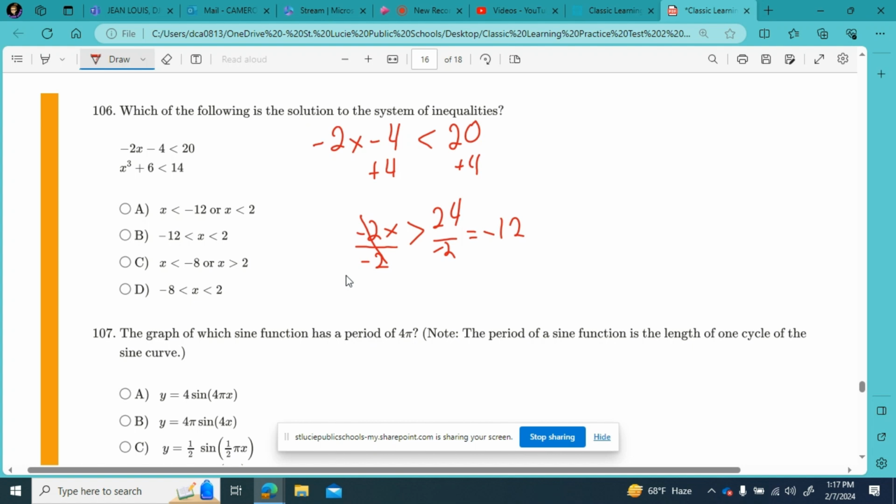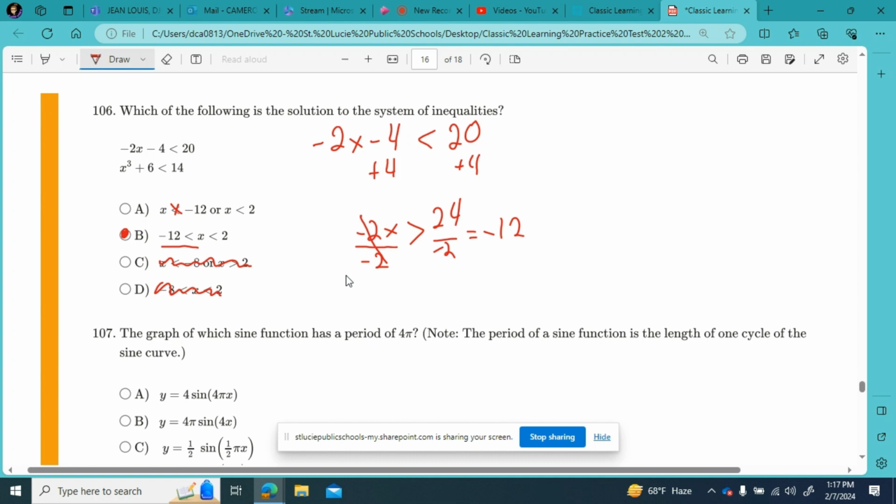X is greater than negative 12. This says it. This says less. This has no 12. This has no 12. So B has to be the answer.